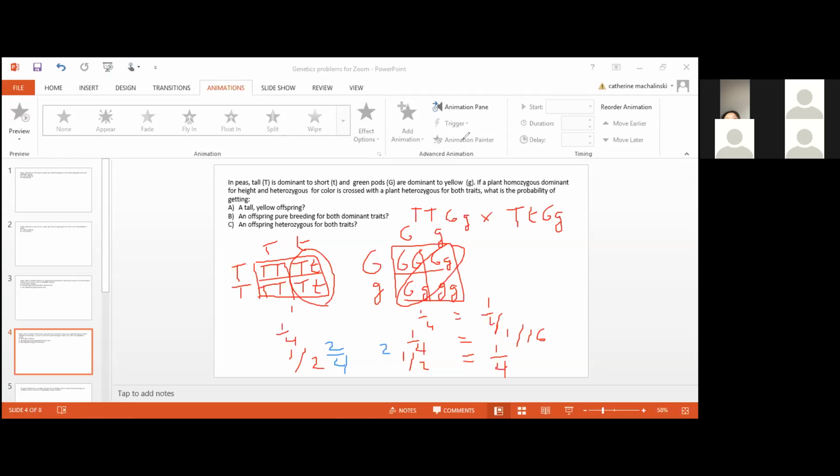Now, if you had left it as 2 out of 4 and 2 out of 4, the answer you would have gotten would have been 2 times 2 is 4, 4 times 4 is 16. But then you need to reduce that fraction. So 4 out of 16 is 1 out of 4. Personally, I think it's easier to reduce the fractions to begin with.